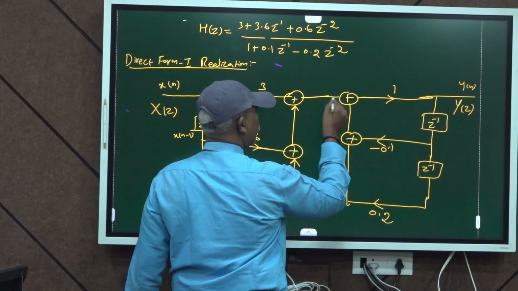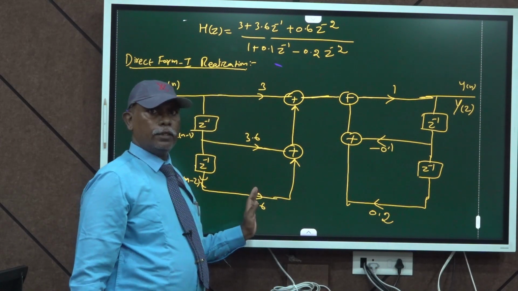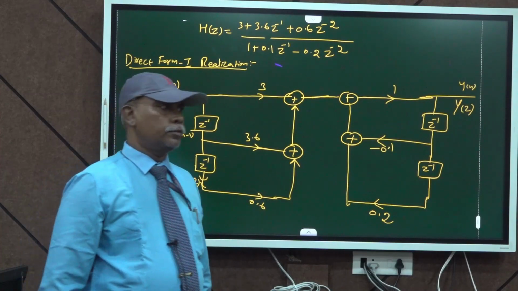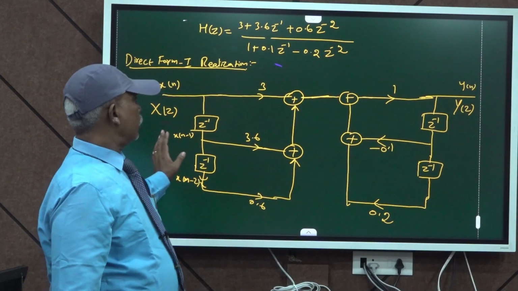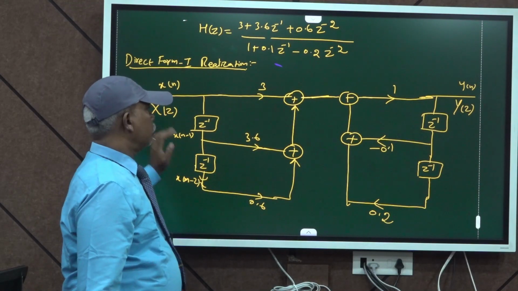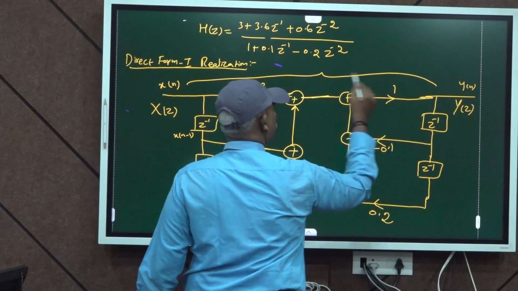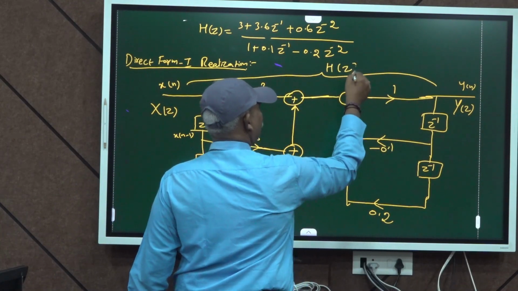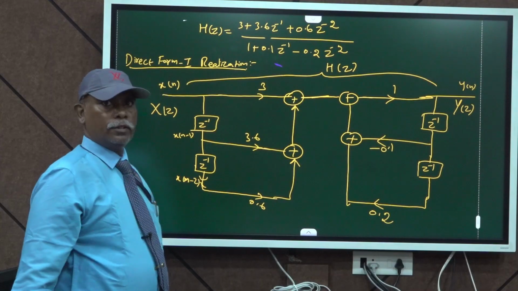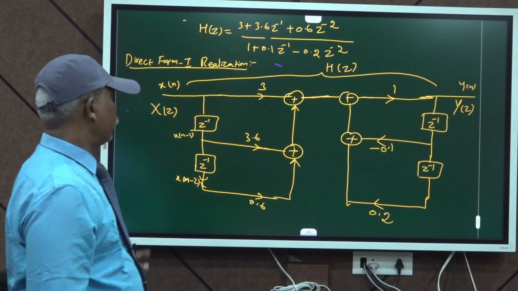Now join the input side and the output side. The construction of the entire filter is over. Here the input side is x of n and the output side is y of n. In between input and output is H of z. It is your filter, the transfer function of the filter.